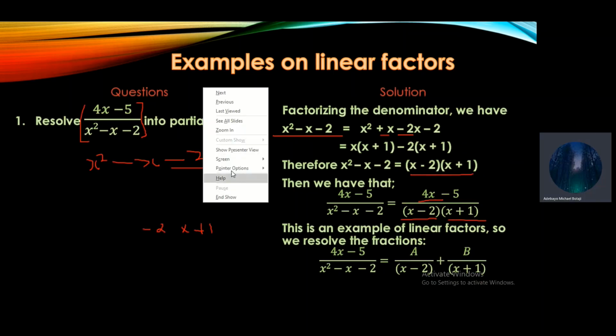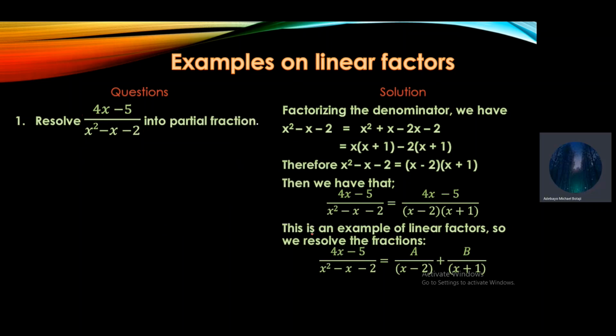Okay, let's clean our work. Now, this is an example of linear factors. So we resolve the fraction to give what? 4x minus 5 over x squared minus x minus 2 will be resolved to give A over x minus 2, that's the first factor, plus B over x plus 1, the second factor.